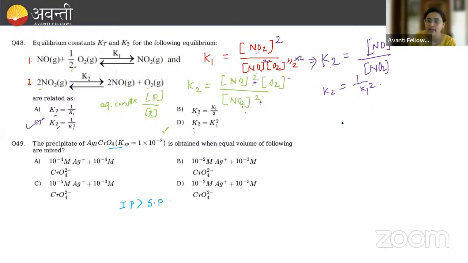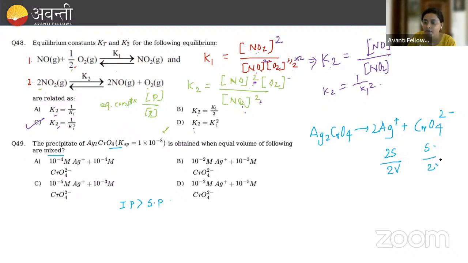So in the reaction, what is there? Ag2CrO4. When it dissolves, what will happen? We will get 2Ag plus and CrO4 2 minus. These are present in the solution. In order for precipitation to occur, here equal volumes are mixed. So this is solubility, we will write it this way, 2s, and the other solubility this way. But since equal volumes are given, one volume of Ag and another volume of CrO4, the total volume becomes 2V.